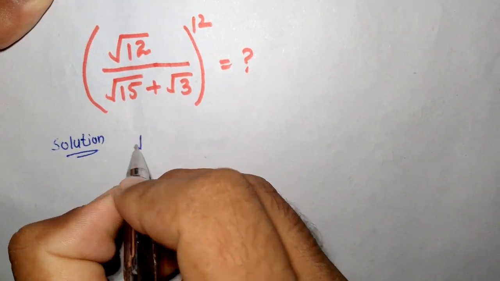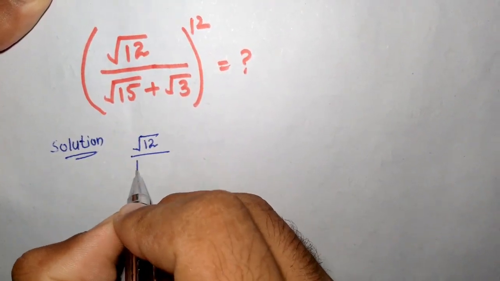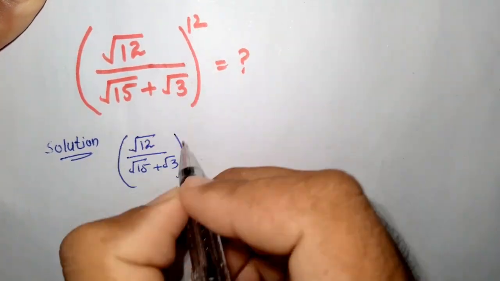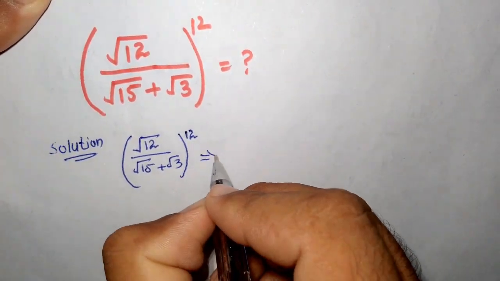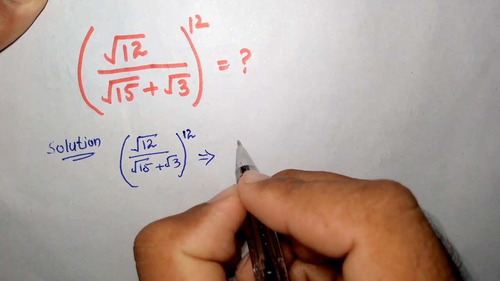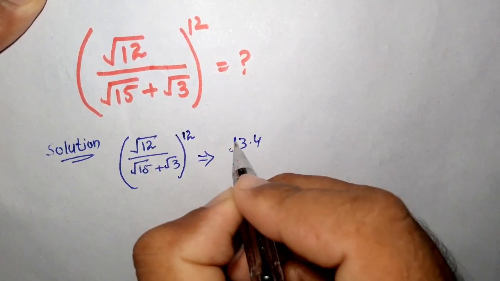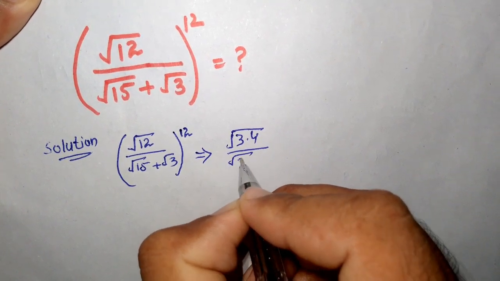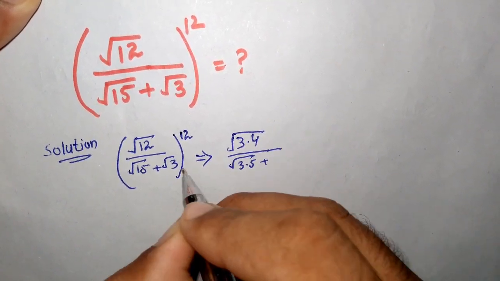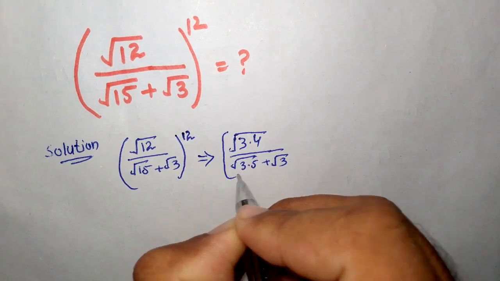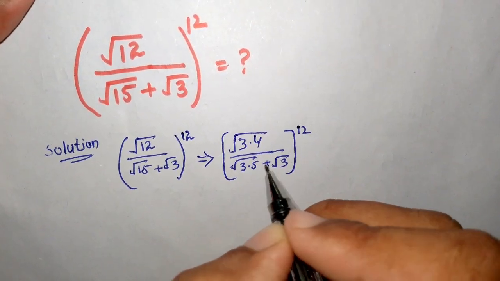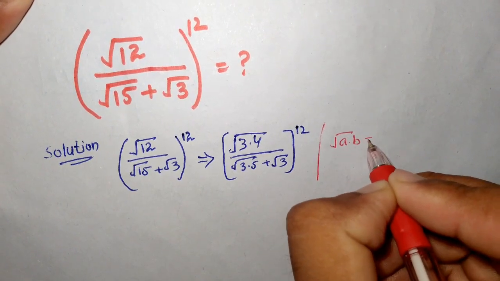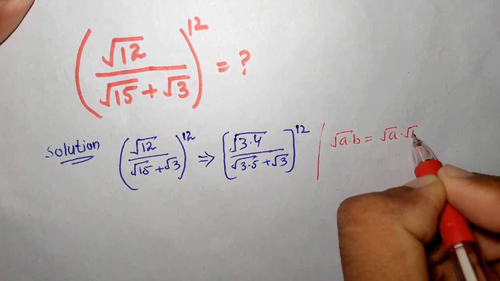The question is the square root of 12 over the square root of 15 plus the square root of 3, to the whole power of 12. Now, we know that 12 can be written as 3 times 4, and the square root of 15 can also be written as the square root of 3 times 5, plus the square root of 3, to the whole power of 12. Now, we know that the square root of a times b is equal to the square root of a times the square root of b.